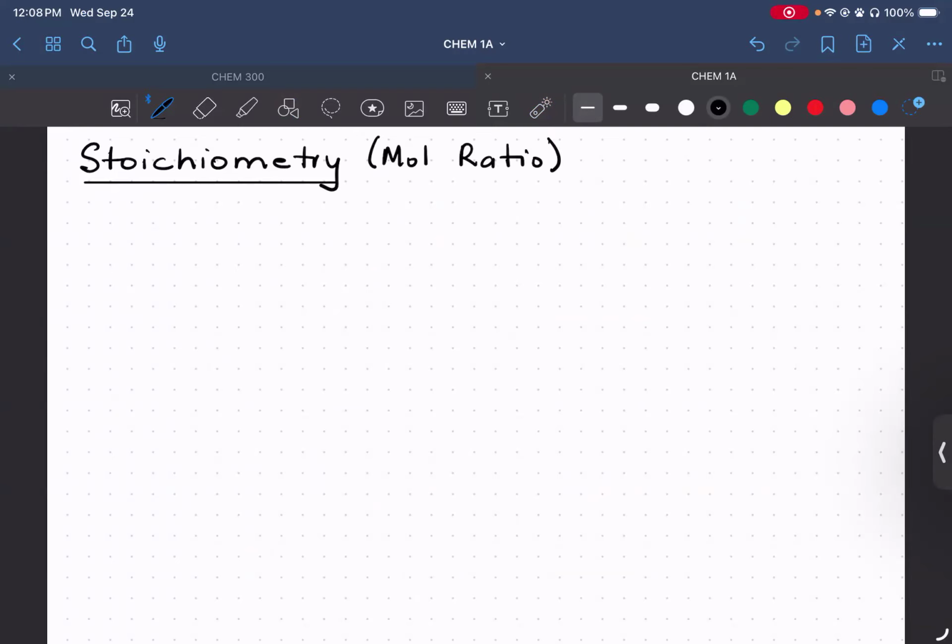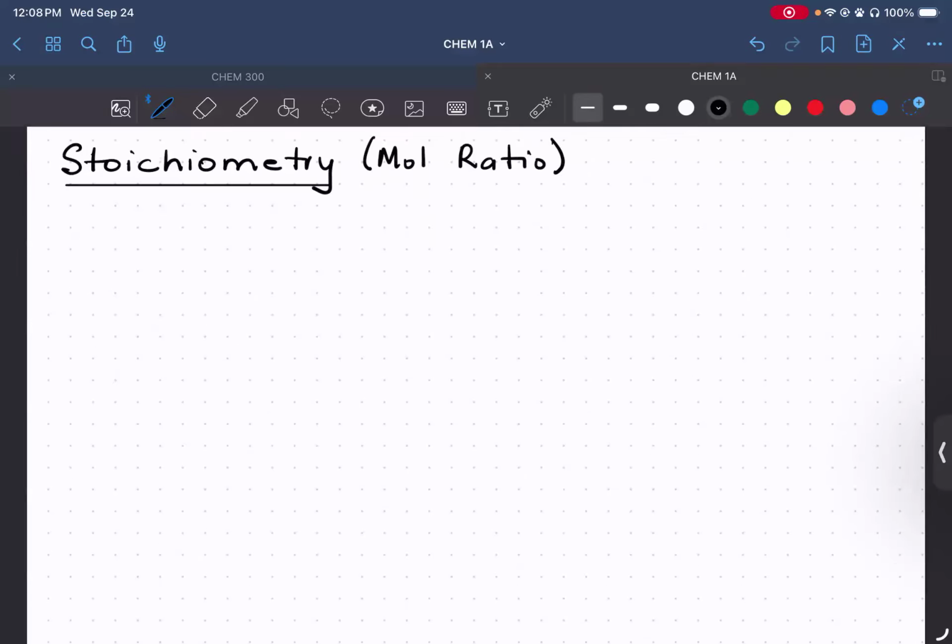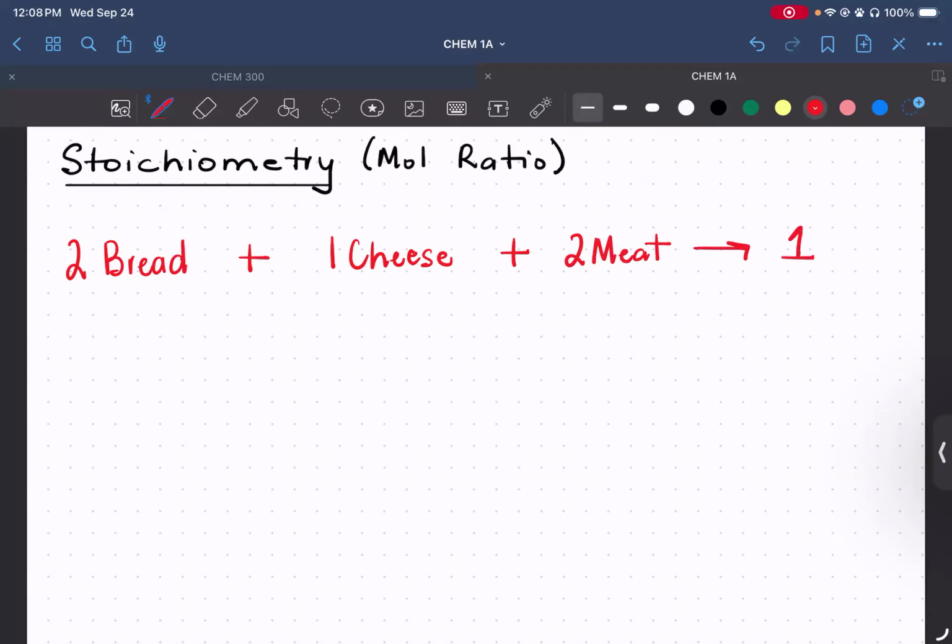Now, to understand the concept of stoichiometry, we're actually going to go a little bit really basic. We're going to go into the kitchen. We're going to make a sandwich. To make a sandwich, we traditionally need 2 slices of bread. Let's say 1 slice of cheese. And for the sake of this argument, let's do 2 slices of our meat. And that, of course, gives us 1 sandwich, written here as SW.